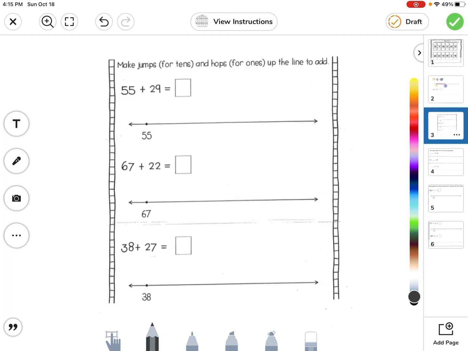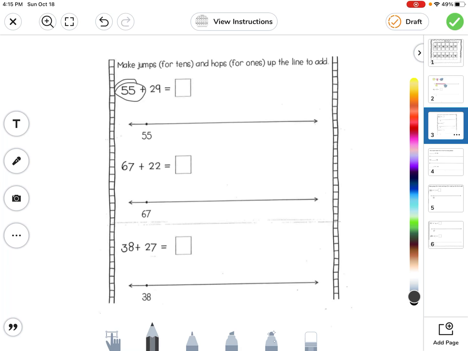So you're going to do 65 plus 8 on your own, and then we're going to move on and we're going to look at the next one, and we're going to get into using 2-digit plus 2-digit addition. So it gives us this reminder of make jumps for 10 and hops for 1.